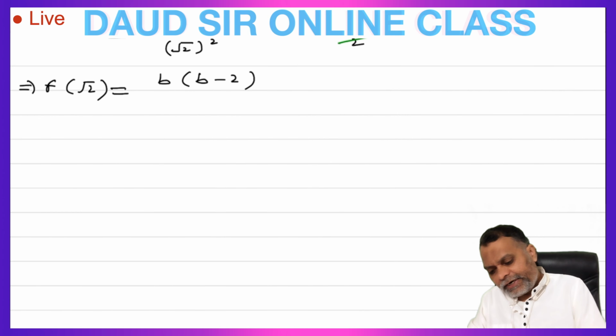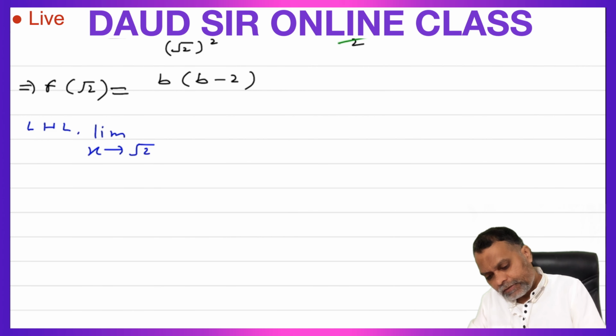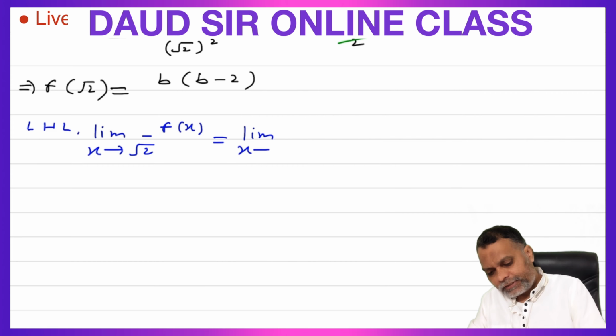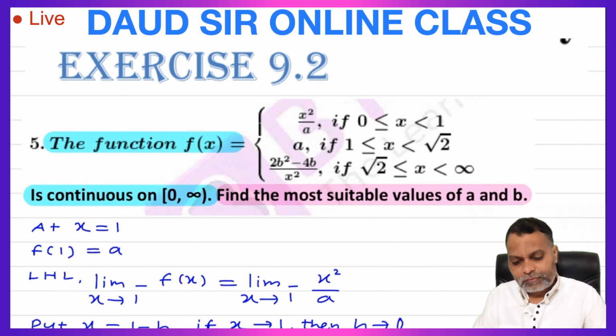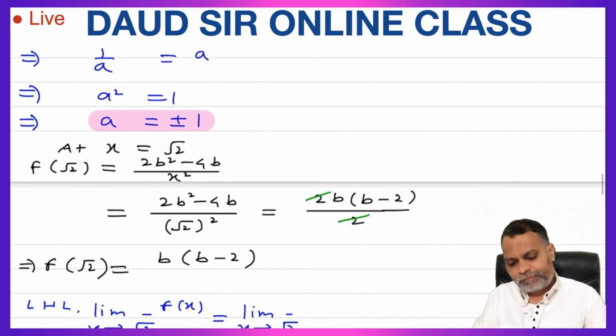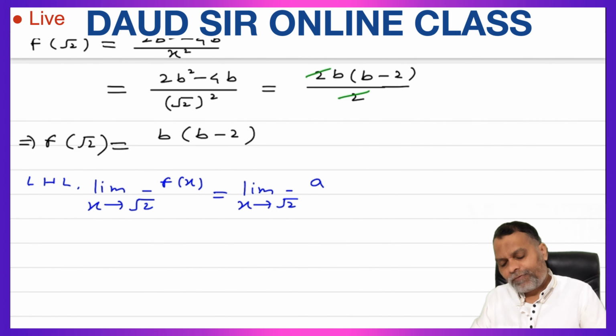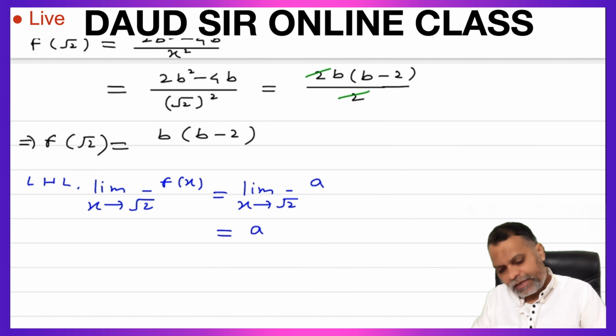Now left hand limit x tends to root 2 minus f of x is equal to limit x tends to root 2 minus, where x is less than root 2. Here x is less than root 2. So take this function f of x is equal to a only. Here a is equal to root 2, but x is not here, so directly we can take a.